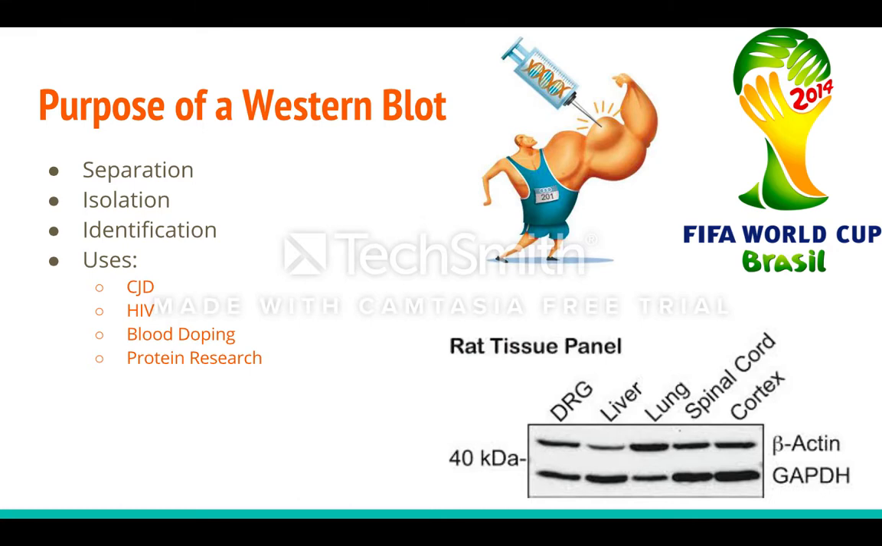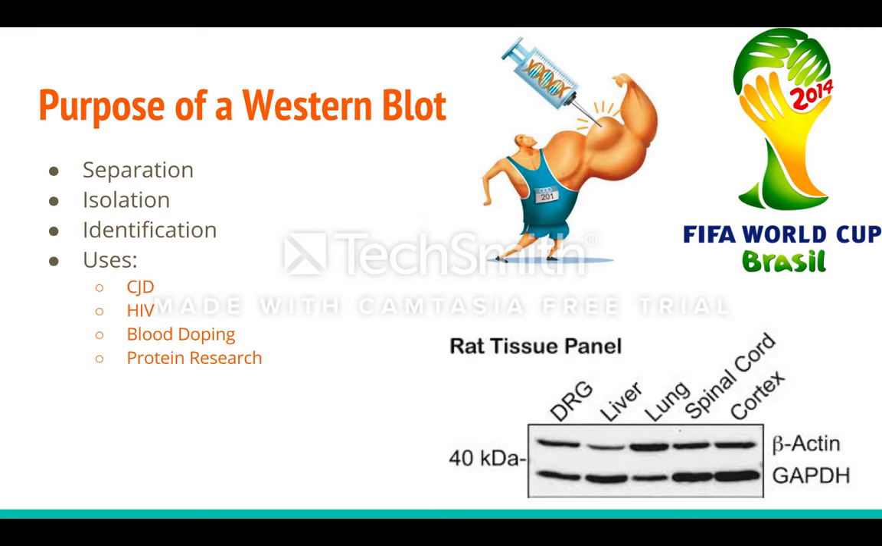We can also use the band to make comparison between samples. So just to give you an example, we can tell that there is more beta-actin in the lung tissue than in the liver tissue because the lung band is brighter and larger. This is a very useful technique in research because it allows scientists to measure protein content in a cell.